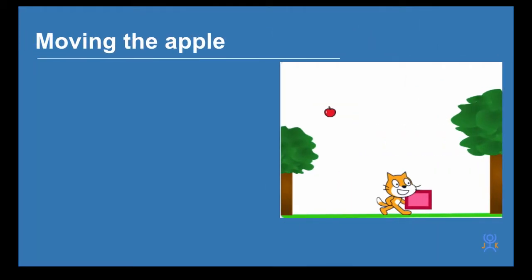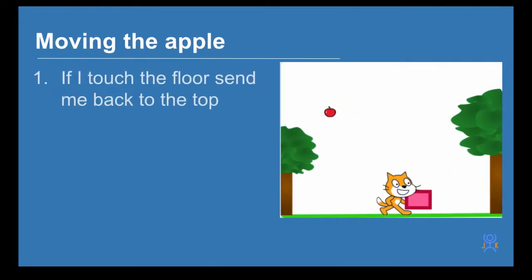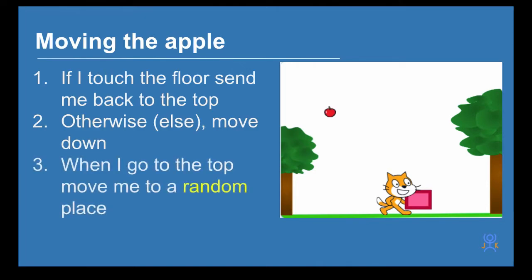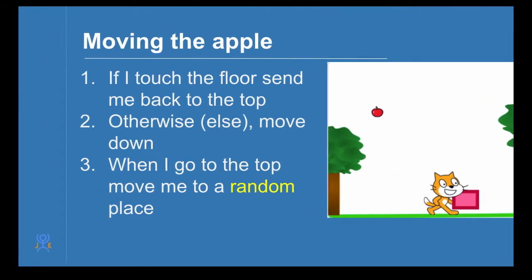So if I'm moving this apple, I want the apple to go down and then go back to the top. So the apple starts off by asking itself the question, am I touching the floor? If so, send me back to the top. Otherwise, move down. And when I get back to the top, put me in a random place. So that's the movement of the apple that we're aiming for.